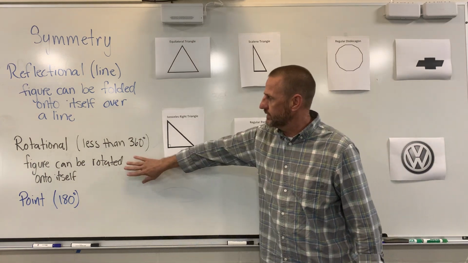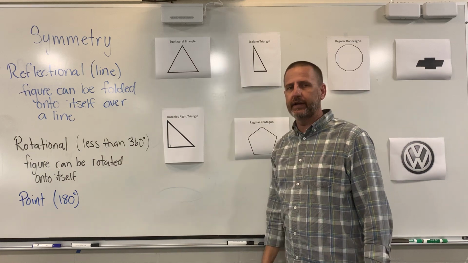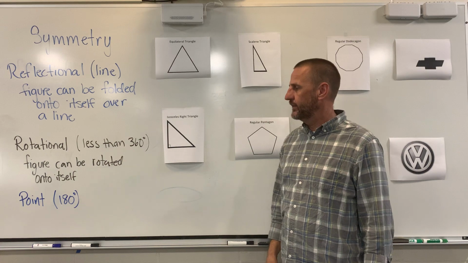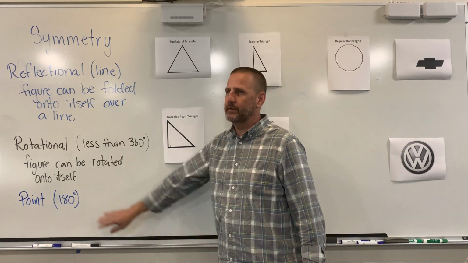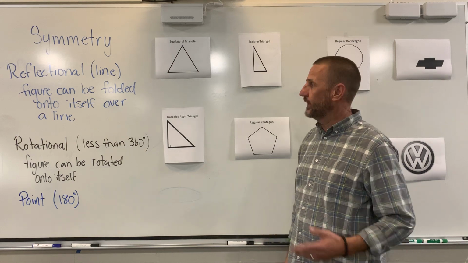And then we're also going to check on something called rotational, meaning can I take this figure and turn it so that it lands on itself if I was to rotate it a certain amount of degrees. And then the last one's called point symmetry, which I'm going to explain in a moment. I'm going to hold off on that for the time being.